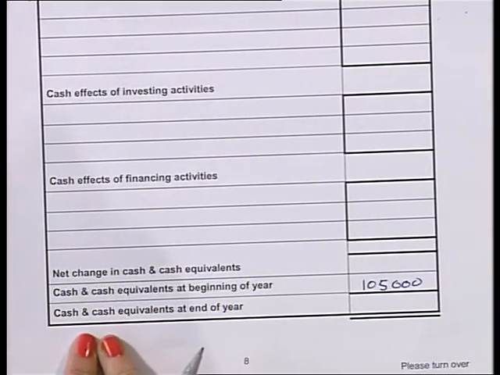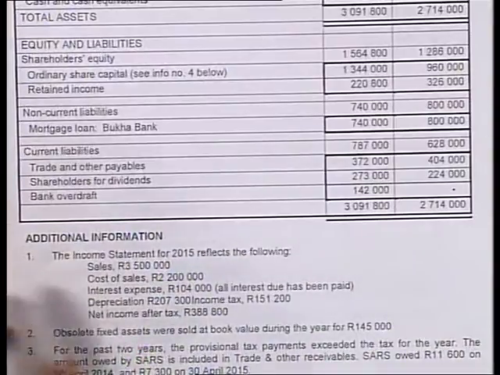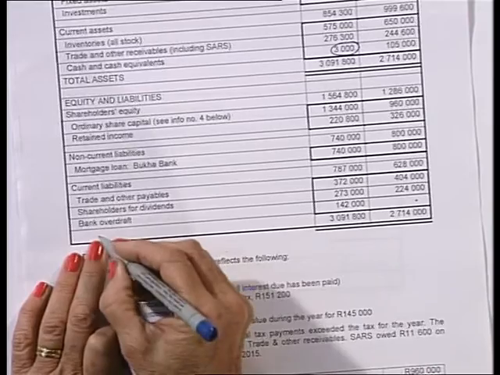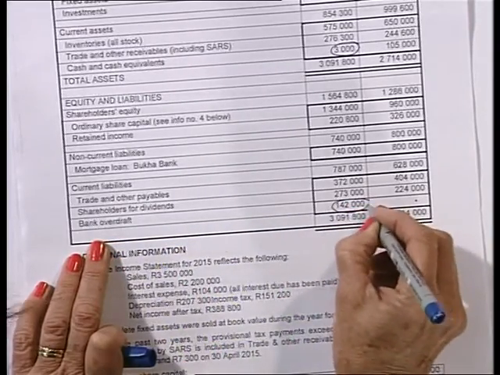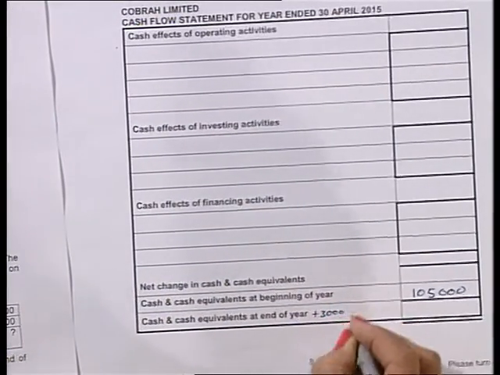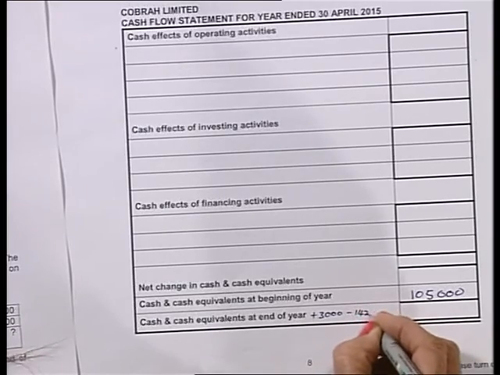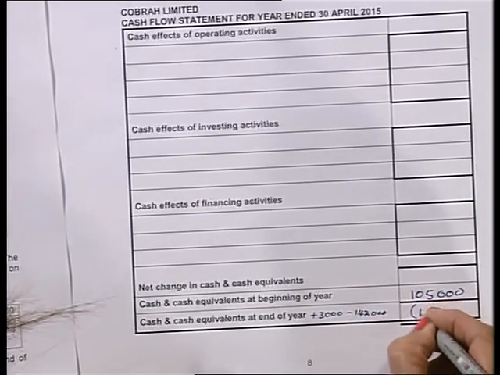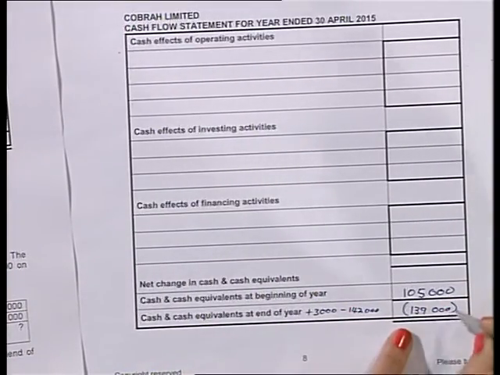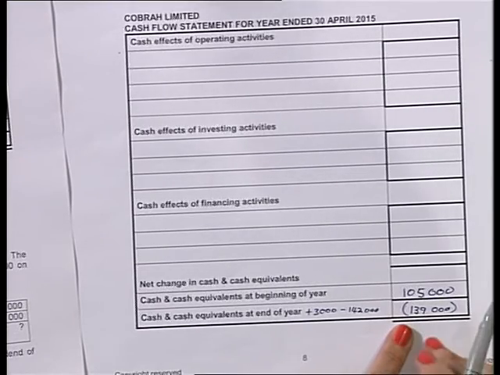Now we need to know what our cash was at the end of the year. Again, you go to your balance sheet, you look at cash and cash equivalents. Here we've got a positive 3,000, but we've got a bank overdraft of 142,000. So we haven't got a positive cash now. Now you're going to write it down, and please put in brackets how you get your answer. You've got a positive 3,000, but bank overdraft is negative 142,000, so we've got a negative 139,000. And on the memo you've got, it is wrong there. Please put in the brackets so you can show that cash is now negative.